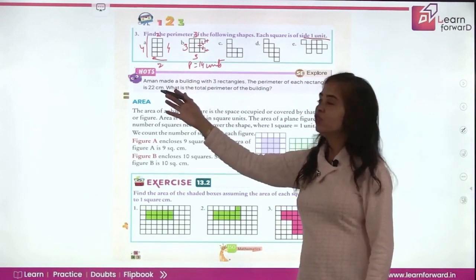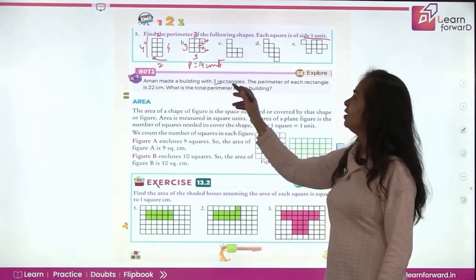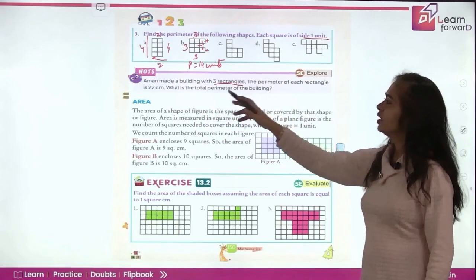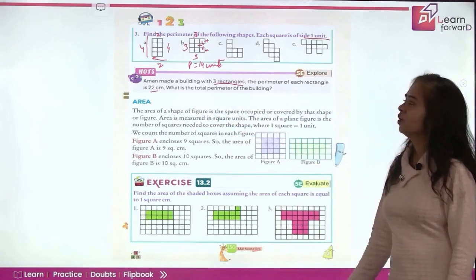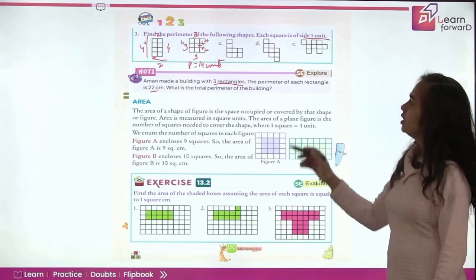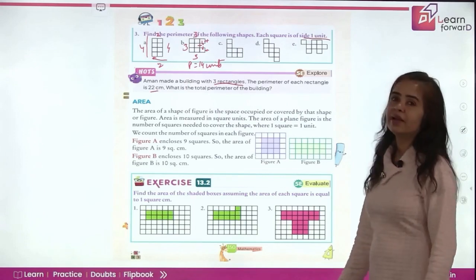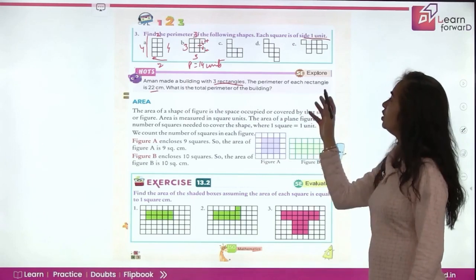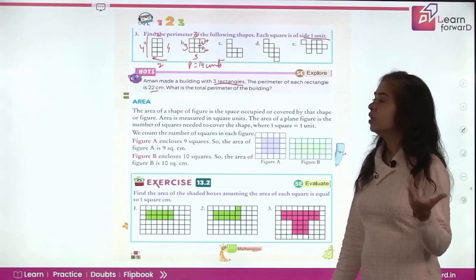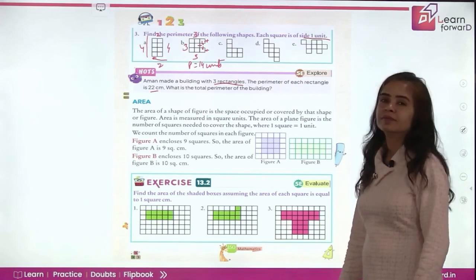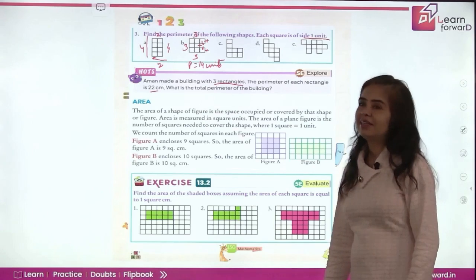Now, what's for you? Aman made a building with 3 rectangles. The perimeter of each rectangle is 22 centimeters. What is the total perimeter of the building? So he has made 3 rectangles and the perimeter of each rectangle is 22 centimeters. What is the total perimeter of the building? We'll just add them up.